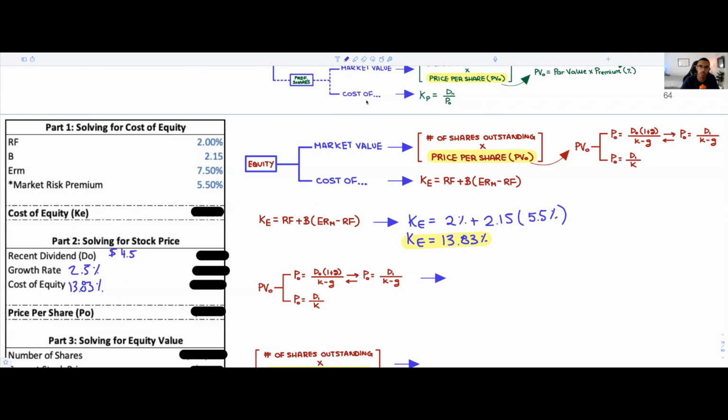So if you plug all that good stuff in within our formula, because we have our D0, we have our g, we have our K, and we have our minus g, we're going to be able to solve for our present value. So you could go ahead and do that. So if you do P0 is equal to 4.5 times 1.025 over 13.83% minus 2.5%, you're going to get P0 is equal to 40.73.